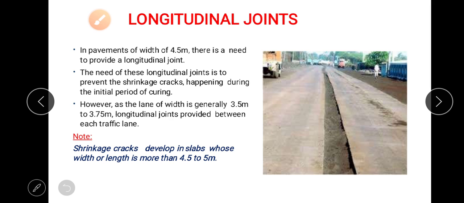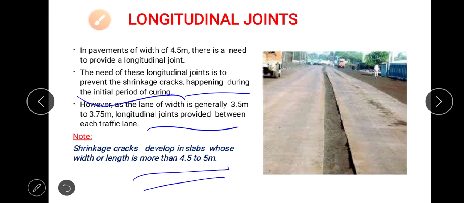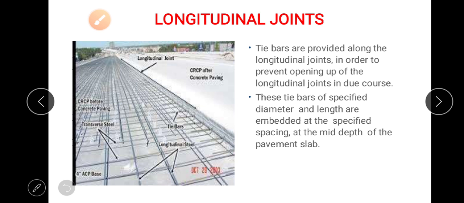This is the longitudinal joint, this is the transverse joint. Longitudinal joints: you can see in pavements of width 4.5 meter, there is a need to provide a longitudinal joint. The need of these longitudinal joints is to prevent the shrinkage cracks happening during the initial period of curing. However, as the lane width is generally 3.5 meter to 3.75 meter, longitudinal joints are provided between each traffic lane. Shrinkage cracks develop in slabs whose width or length is more than 4.5 to 5 meter.